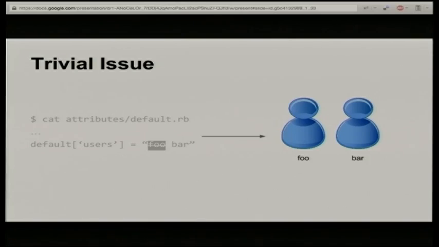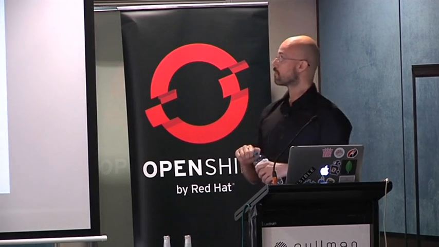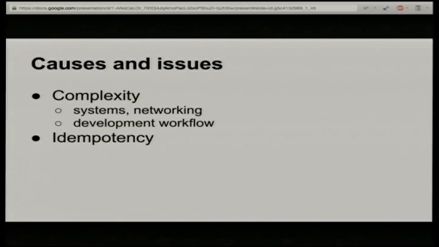So wait a second, we define the desired state, and we don't have that desired state on systems that we manage. So this is just a very trivial example. There are many ways and many simple hacks that we can do to prevent that from happening. But even though, that is mostly due to the complexity of systems that we manage, to the development workflow, and most importantly, idempotency. That is not always honored.